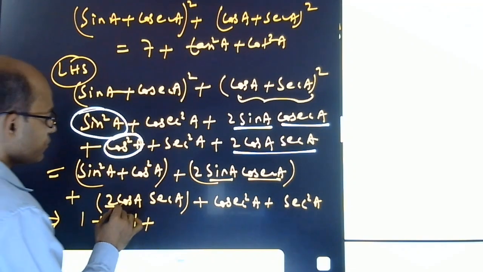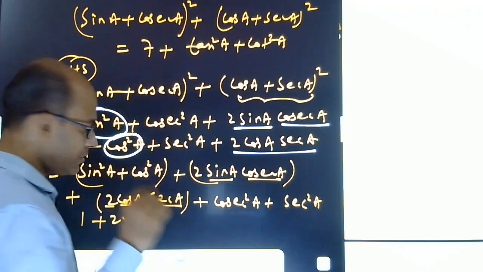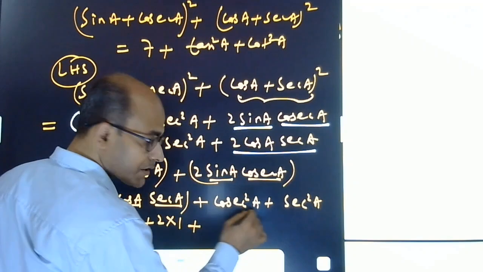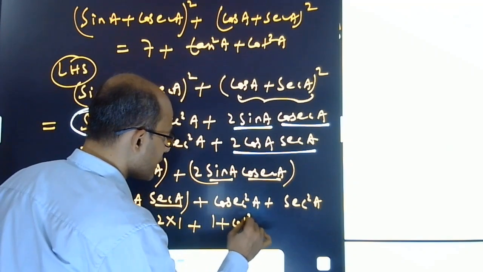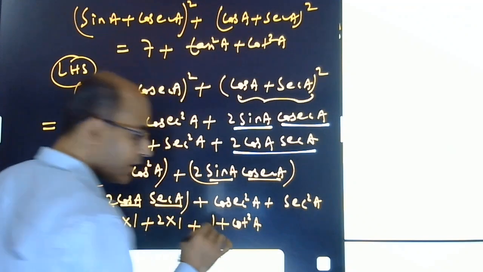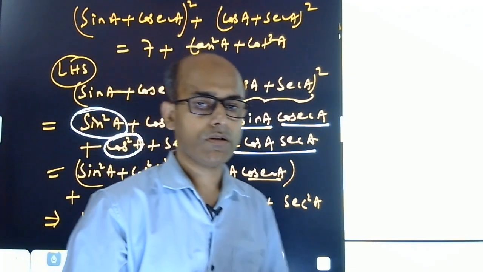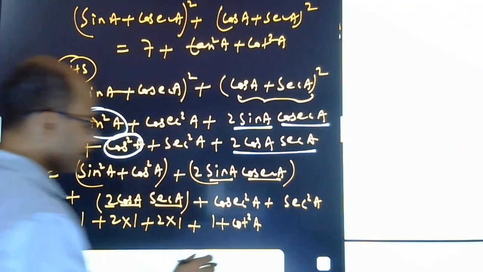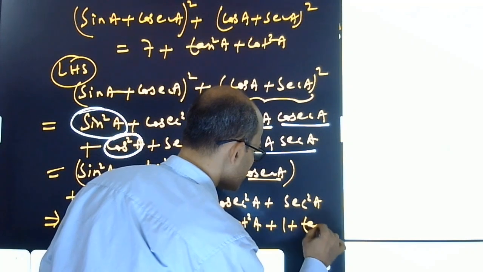Again 2 into cos A into sec A. Cos A into sec A is how much? 1. So 2 into 1. And cosec square A is how much? 1 plus cot square A, because cosec square A minus cot square A is equal to 1. So cosec square A will be 1 plus cot square A. And sec square A can be written similarly, 1 plus tan square A.